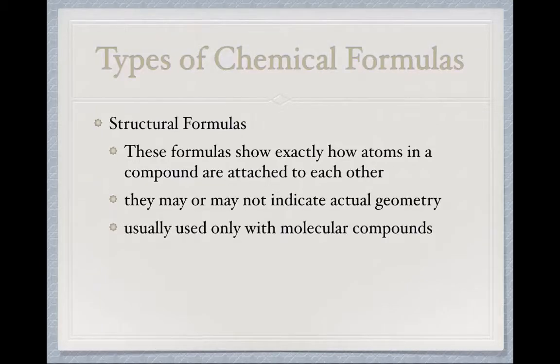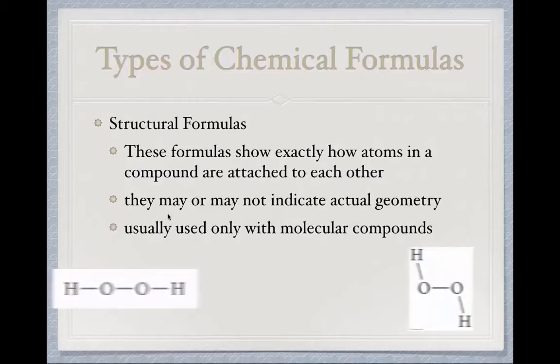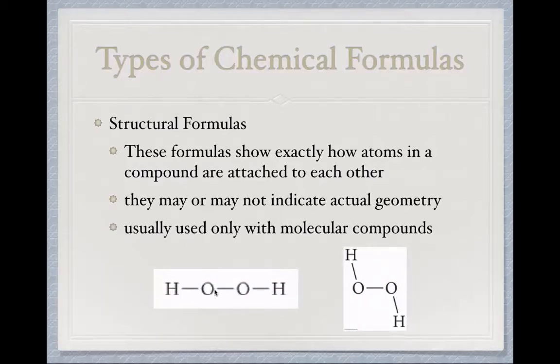So here's an example that does not show geometry here on the left. So this again is our hydrogen peroxide, but it does show us that we've got a hydrogen connected to an oxygen, which is connected to another oxygen, which is connected to hydrogen. However, there is an angle associated between the oxygen-hydrogen bonds there, and so we've got our bond right here, and our bond angle right here, and another bond angle right there.